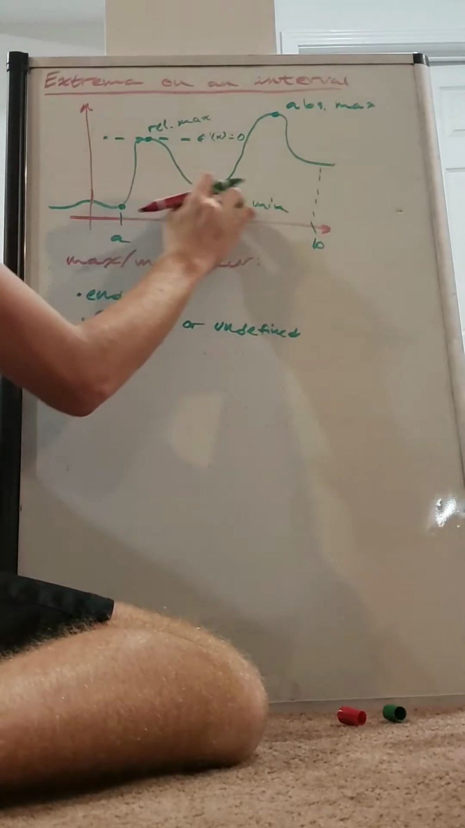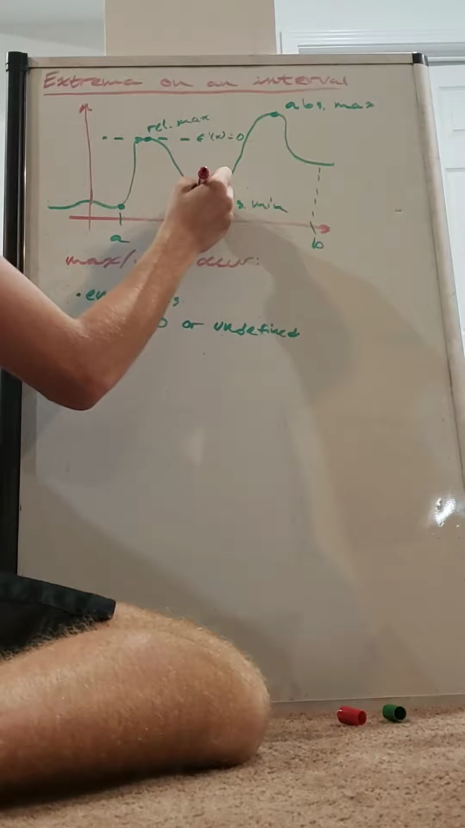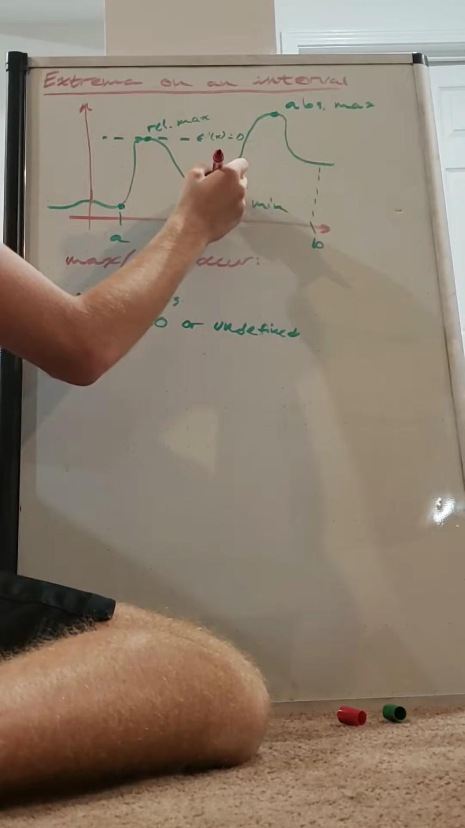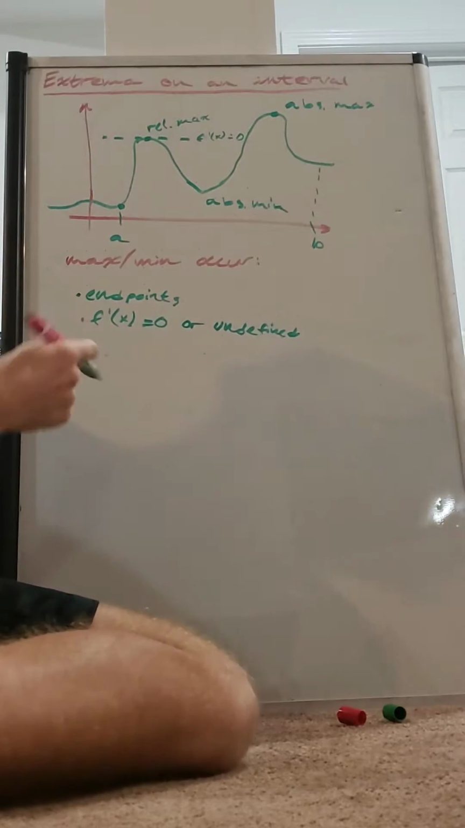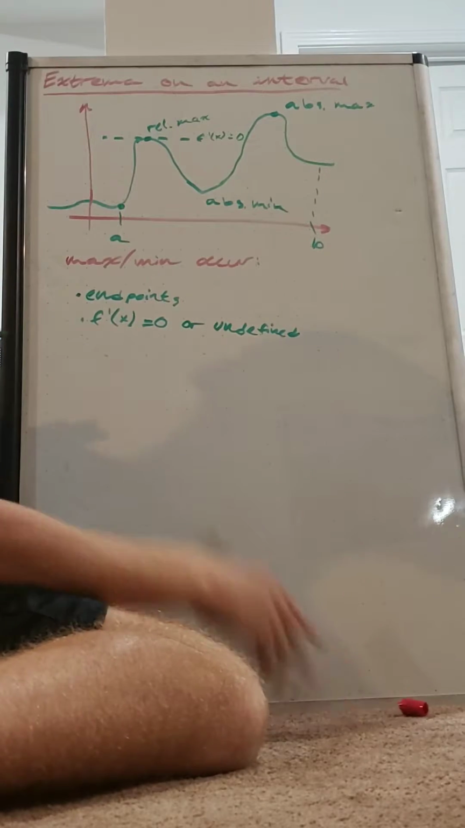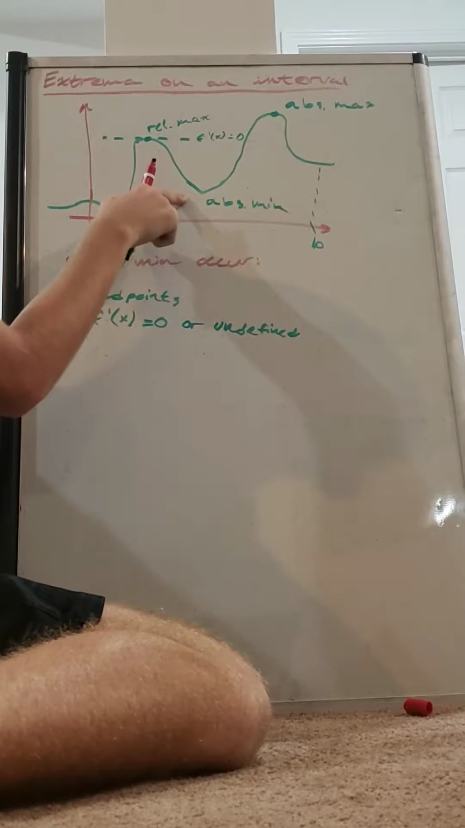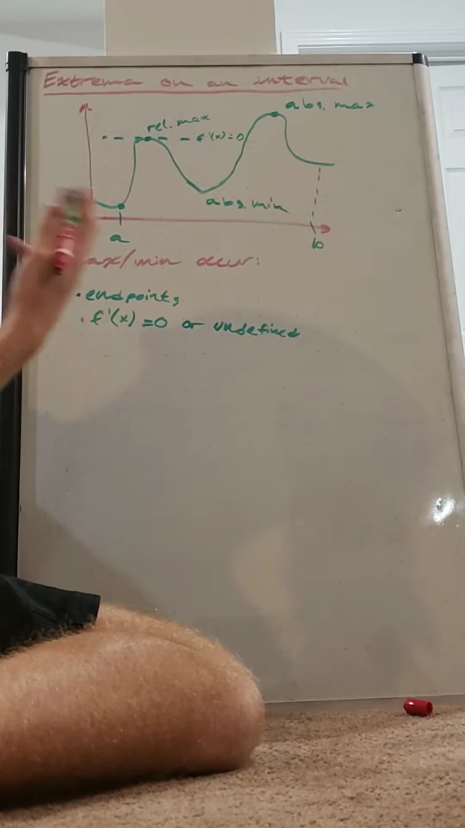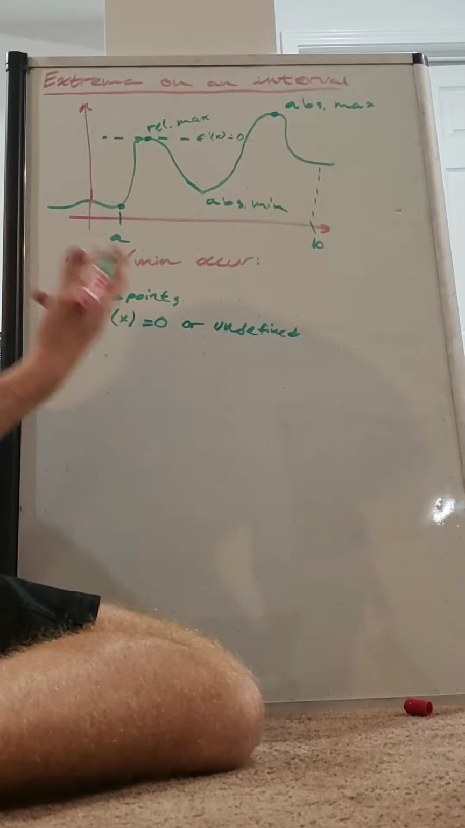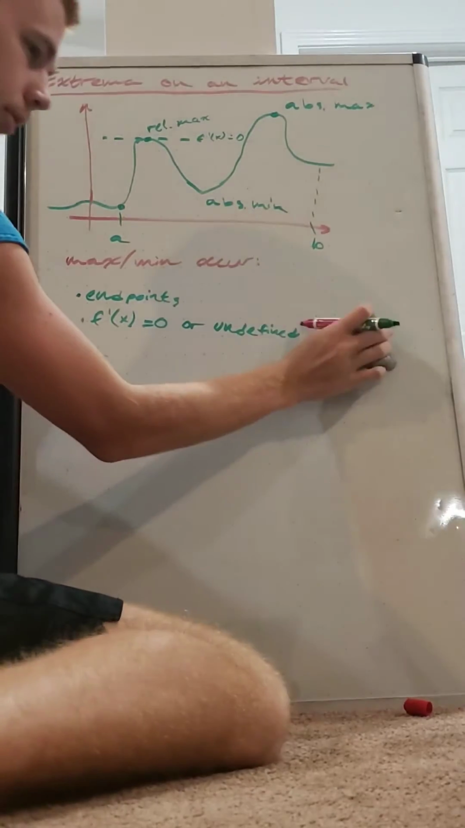So these can occur where the derivative equals 0 or undefined. So say right here, instead of turning around, it came to a point and went up like that. Now we know that for a function to be differentiable, it can't have a cusp or a sharp turn in it. So this right here could also be a minimum or an extrema, because the derivative is undefined at that point. Right, and so let's look at this further.